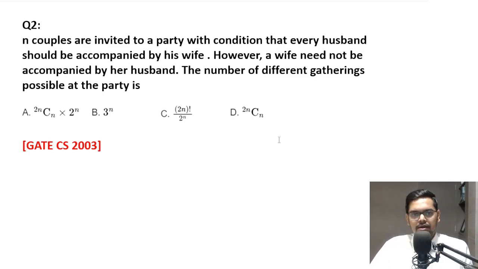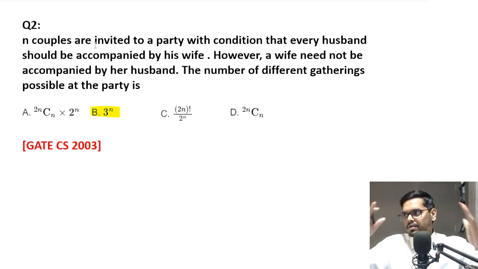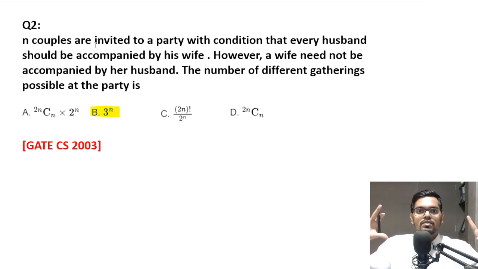Pause the video, try, look at my solution. Then the answer is option B. Why? Constraint is very important. See, we have n couples. Okay, we have n couples. First couple, second couple, third couple, fourth couple, till n couple. How many choices they are getting? That's what will decide the answer.